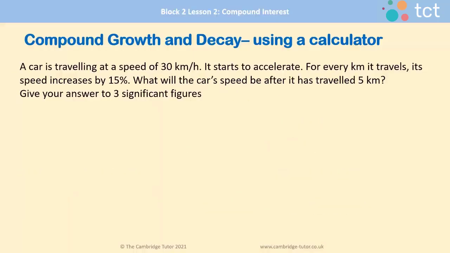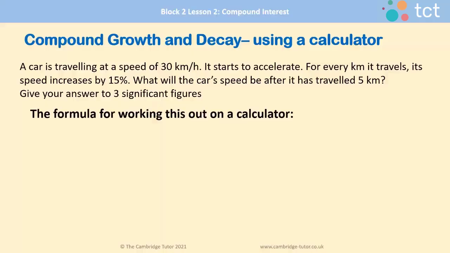Sometimes it's not obvious what the time is supposed to be in a question. A car is travelling at a speed of 30 kilometres an hour. It starts to accelerate. For every kilometre it travels, its speed increases by 15%. What will the car's speed be after it has travelled 5 kilometres? Give your answer to 3 significant figures.